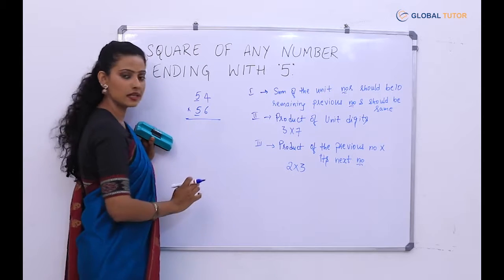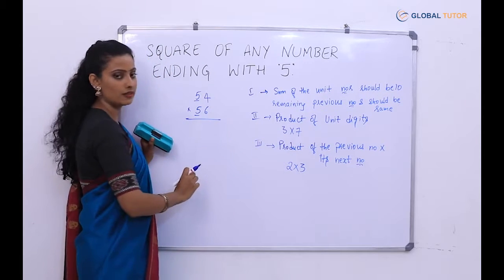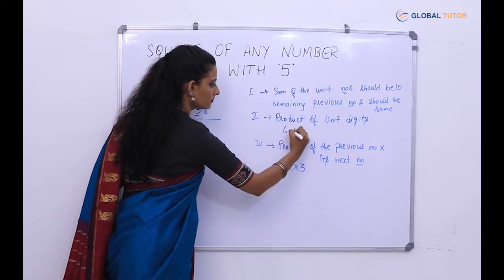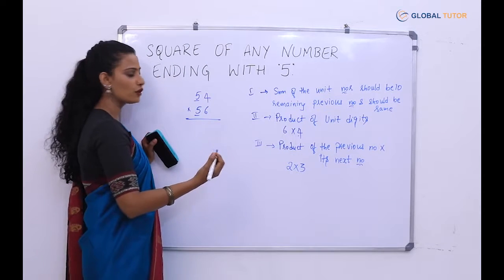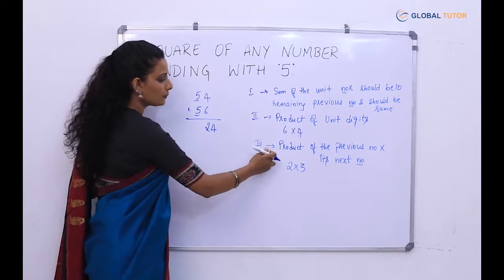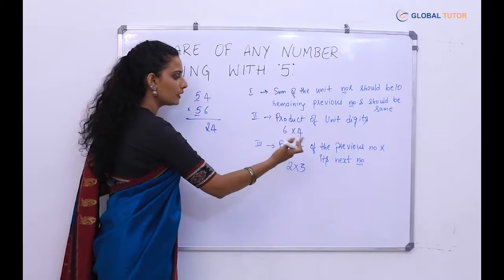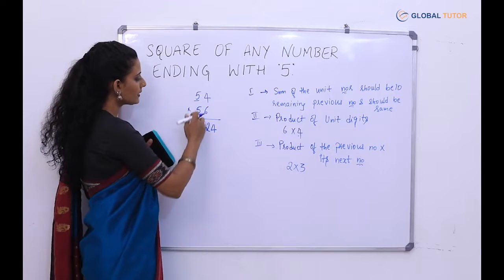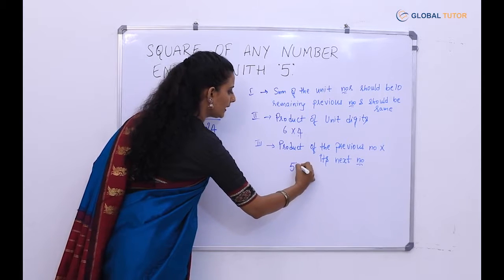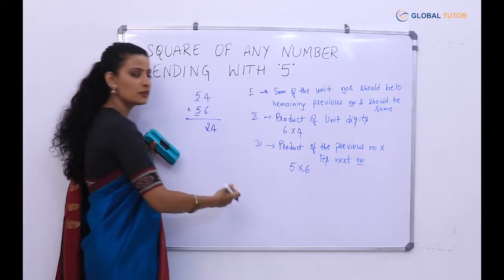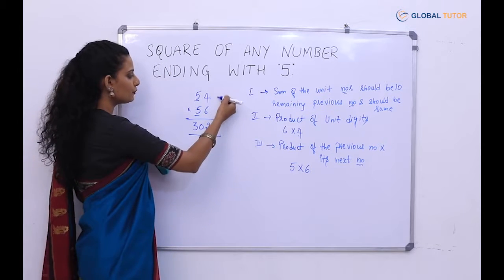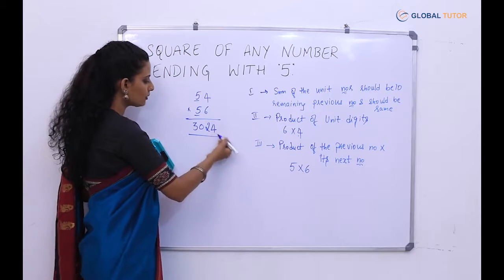Now what is the second step? Product of unit digits. Here, what are the unit digits? 6 and 4. What is 6 into 4? 24. Now the third step. Product of the previous number into its next number. Here, what is the previous number? 5. And its next number? 6. So 5 into 6 is 30. This is the answer. 54 into 56 will be 3024.